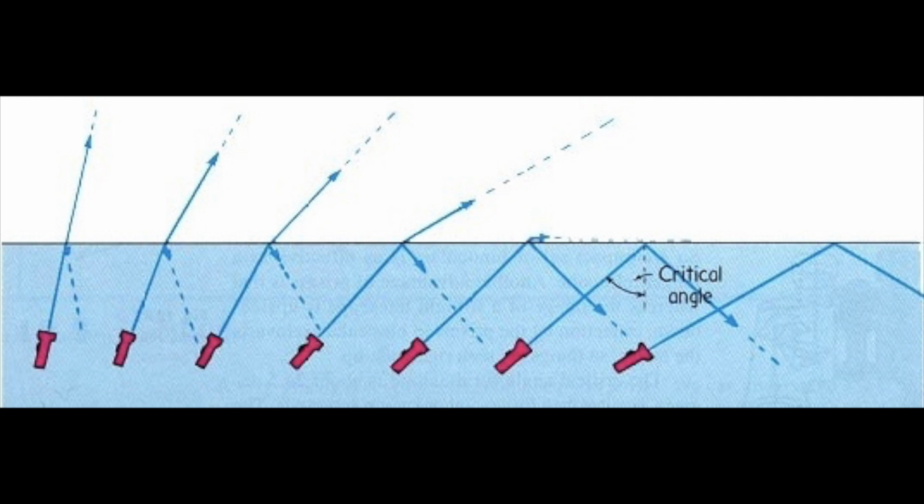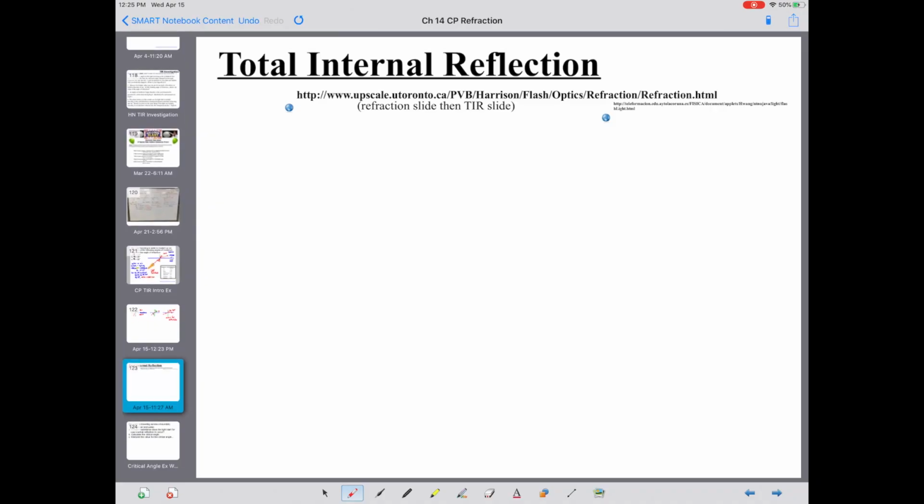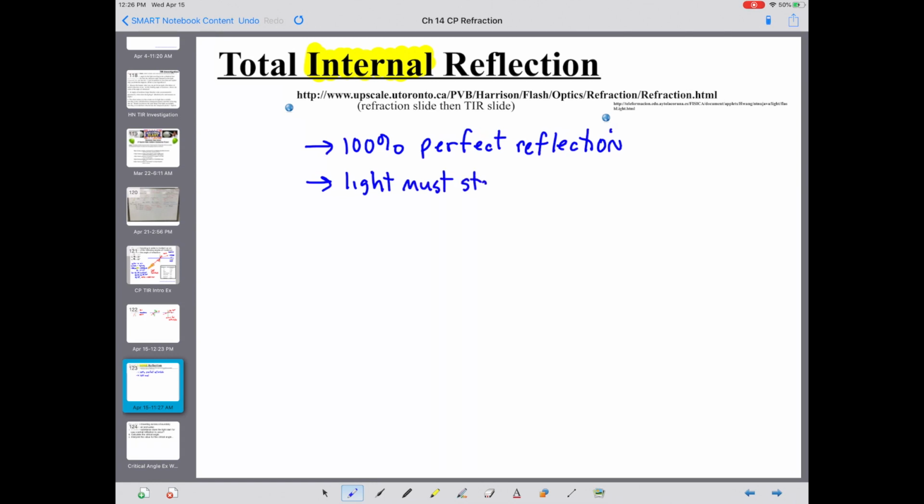At any angle greater than that, you see the light doesn't even refract out of the substance, but instead reflects back into the water. Total internal reflection, which is the application that we're moving into. So at that large theta I value, you get a full 100% perfect reflection.